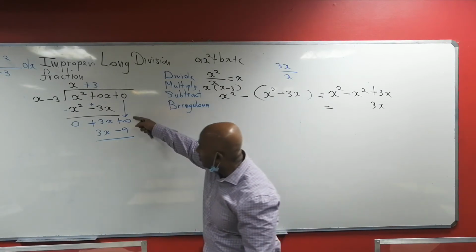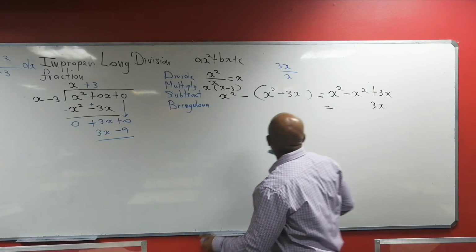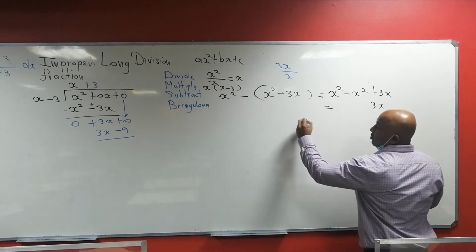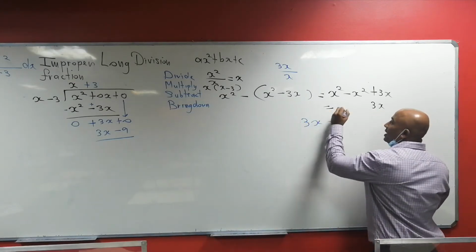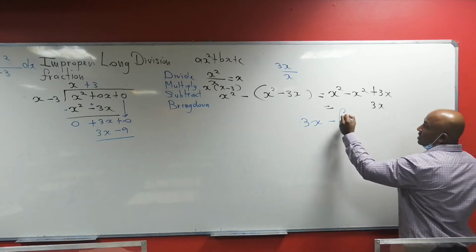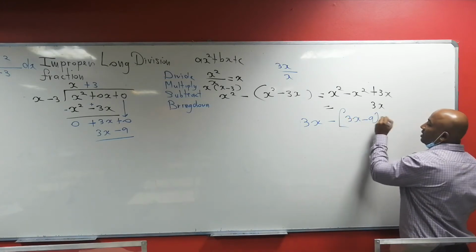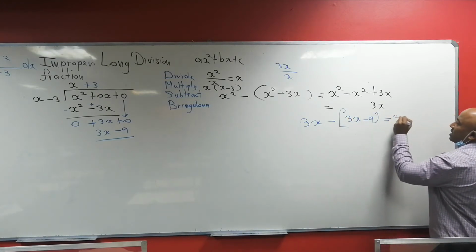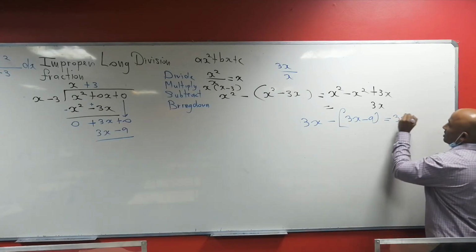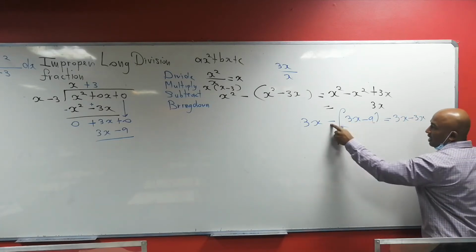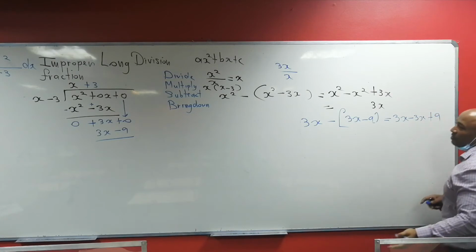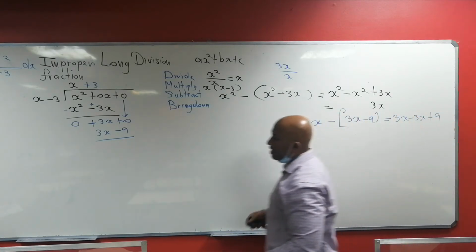Subtract top minus bottom. So let me just do that on the side for you again. My top is 3x minus everything in the bottom there, which is 3x minus 9. So it becomes 3x. A positive 3x becomes negative 3x, and negative 9 becomes plus 9. So what remains there? Just 9.